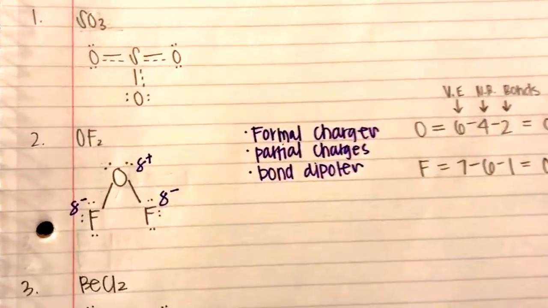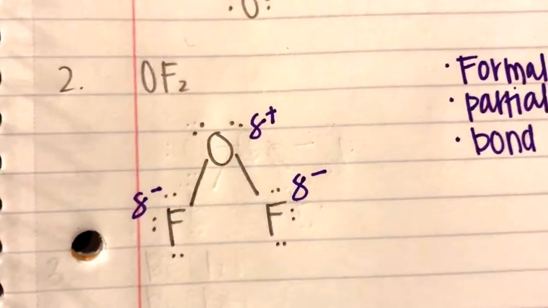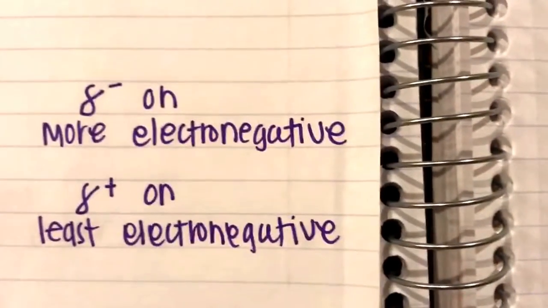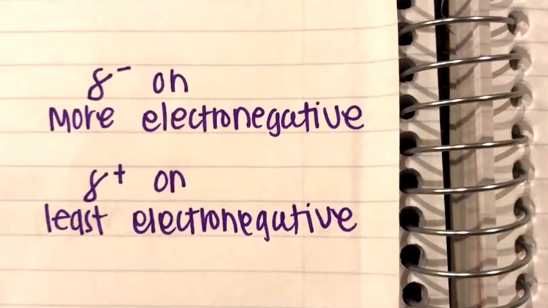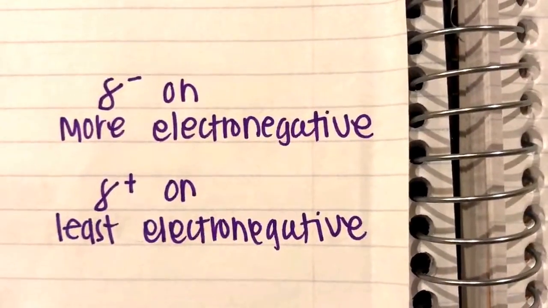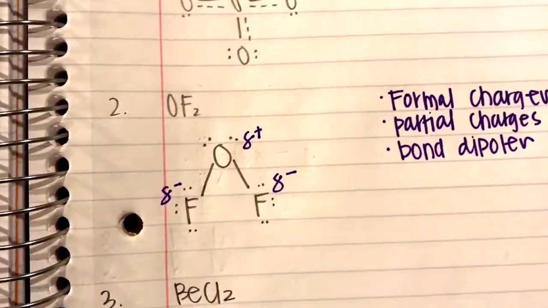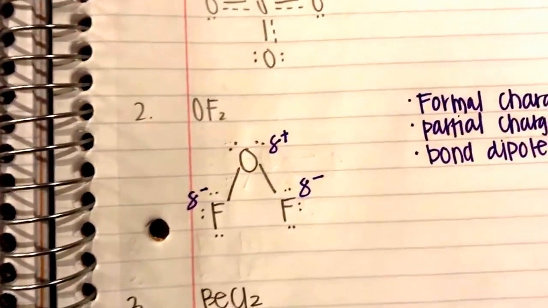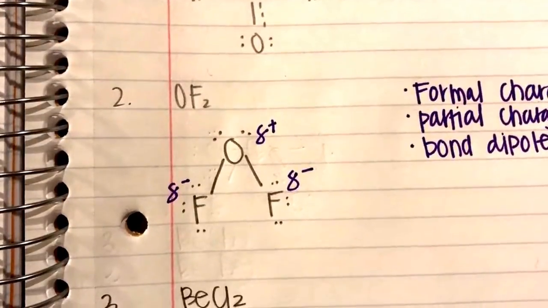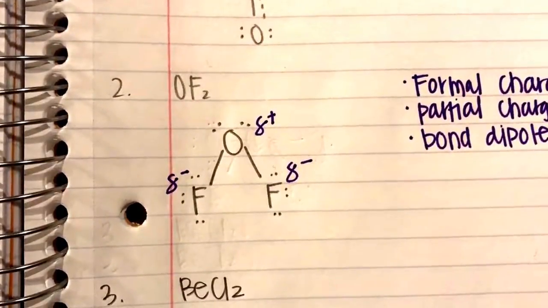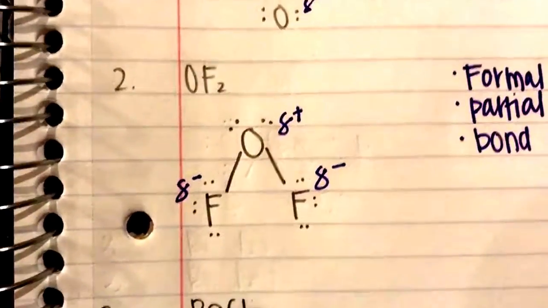To find the partial charges, we'll be looking at electronegativity. So let's look at oxygen's electronegativity and fluorine's. One thing to note is that the more electronegative atom will have the partial negative charge. The least electronegative atom will have the partial positive charge. If you look at the periodic table or your notes, you'll notice that oxygen has a smaller electronegativity than fluorine. This will give oxygen the partial positive charge and the fluorine the partial negative charge. Here are the partial charges for each molecule.